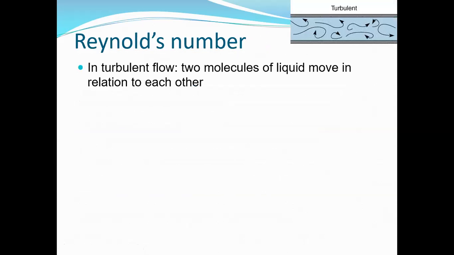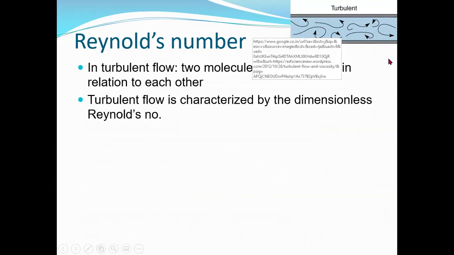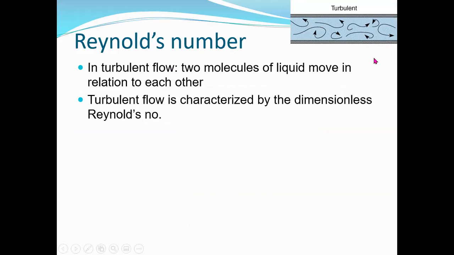So let us first see the Reynolds number. Why are we studying it? Because this is a number which is used to see the turbulent flow of the liquid around the stirrers. How is the turbulence around the stirrers? So what is a turbulent flow? Turbulent flow is something like the molecules of the liquid moving in relation to each other, and that is called turbulent flow. And this turbulent flow is characterized by the Reynolds number.